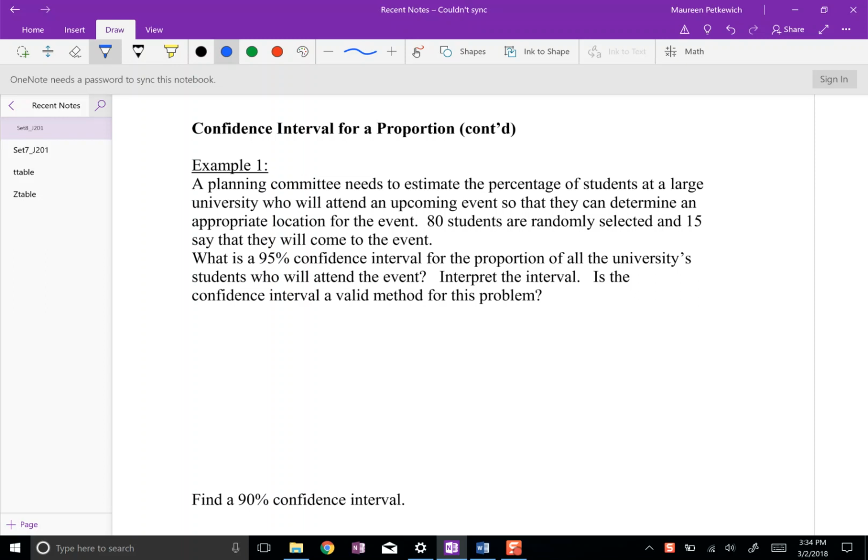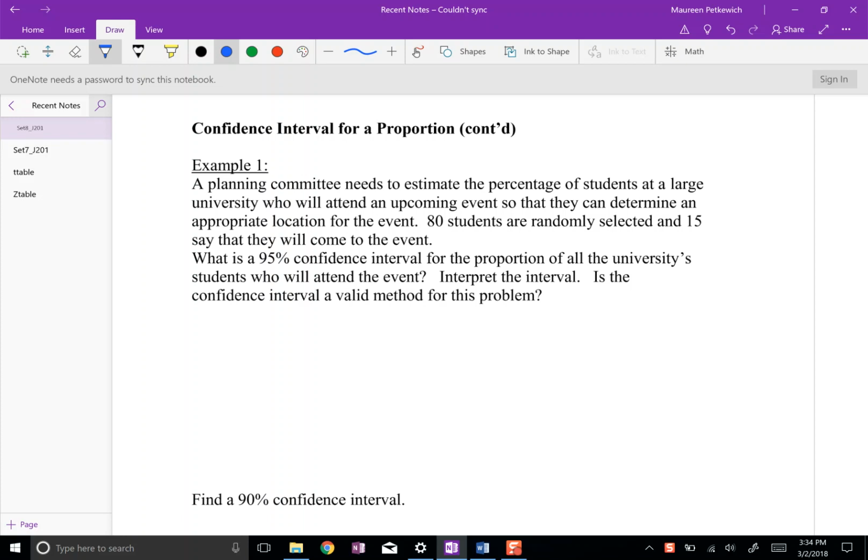Let's do an example now, applying the properties of the confidence interval to actually calculate a confidence interval for a proportion. Let's say that we have a planning committee, and they need to estimate the percent of students at a large university who will attend an upcoming event so they can determine an appropriate location. 80 students are randomly selected and 15 say that they will come to the event. What is a 95% confidence interval for the proportion of all the university students who will attend? Interpret the interval, and also we want to know, is the confidence interval a valid method for this problem?